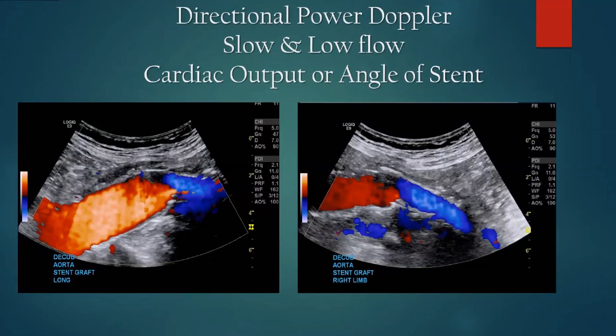And here's just an example image. This patient had very low cardiac output, supine, and we were not getting good color fill. We turned the patient into decubitus, used our directional power, and it filled lovely.